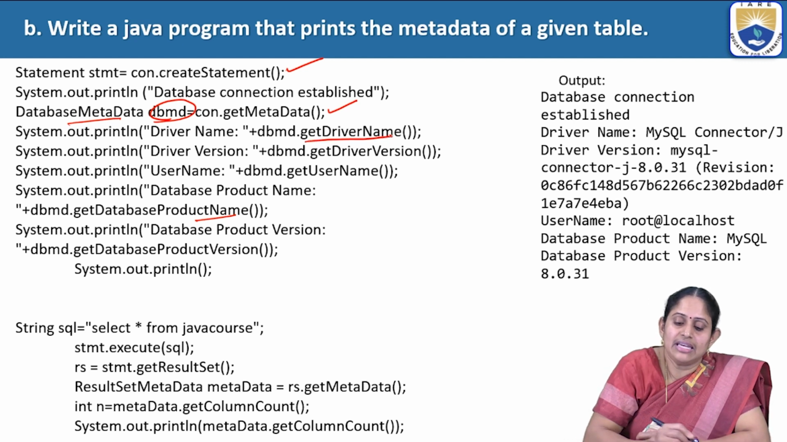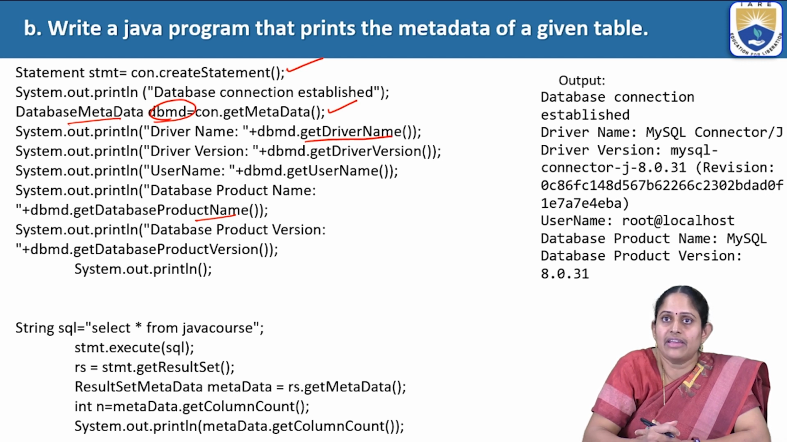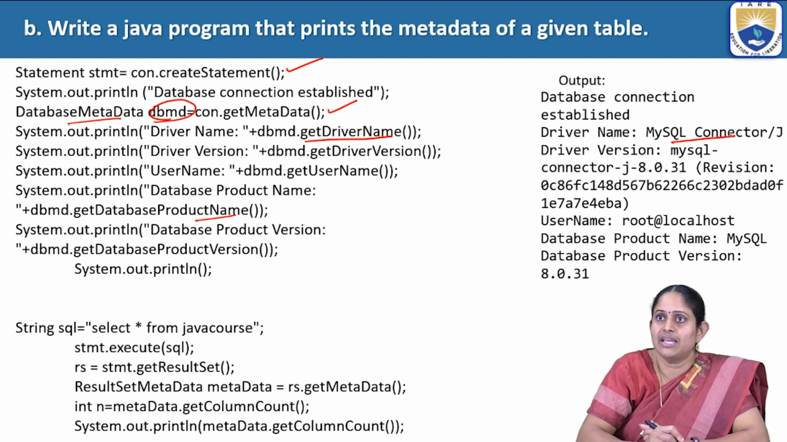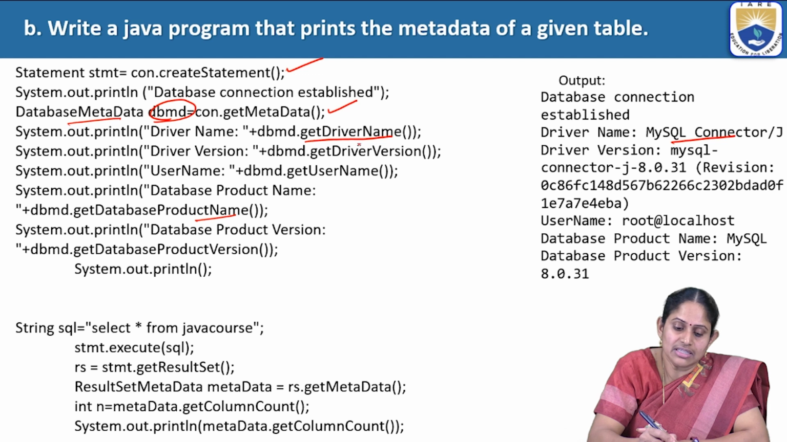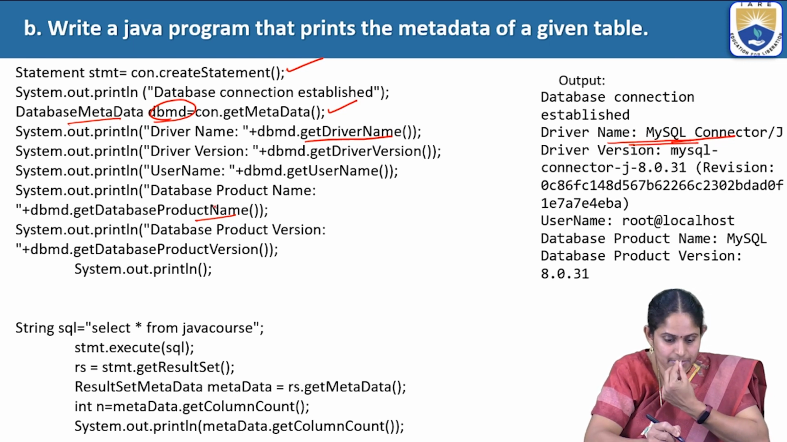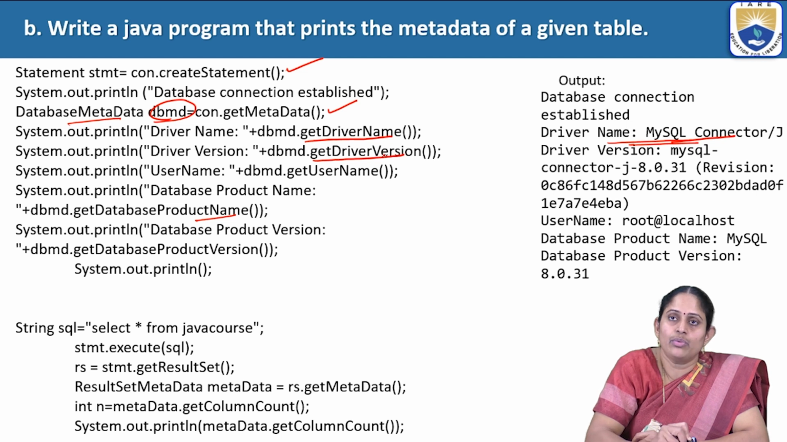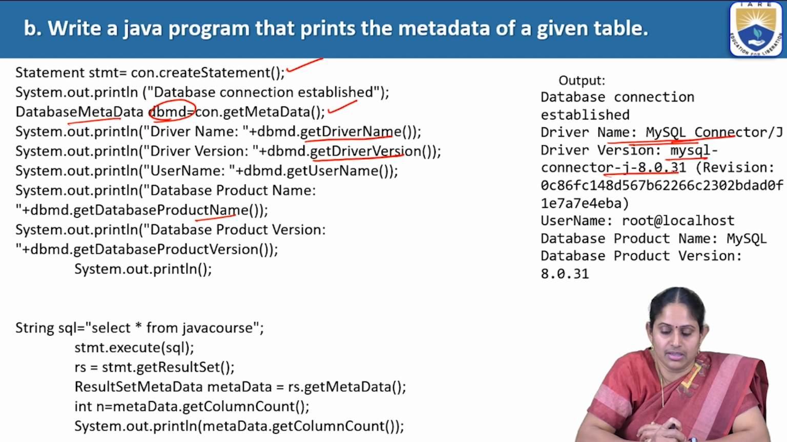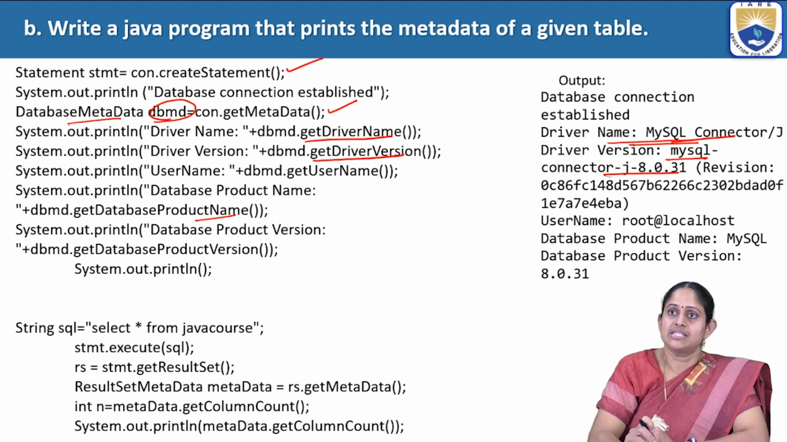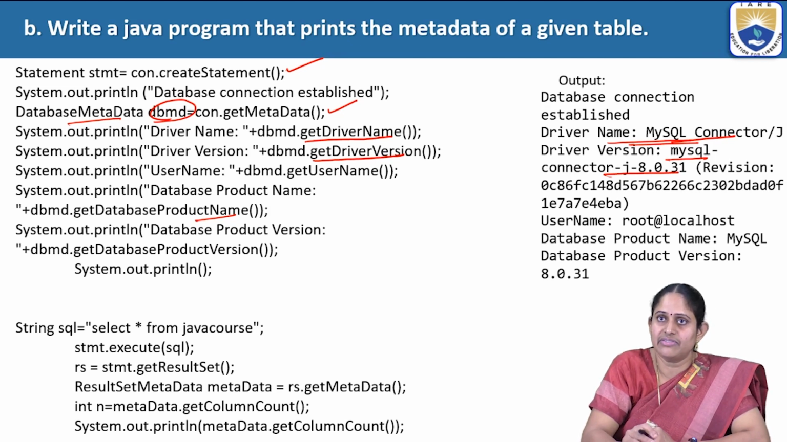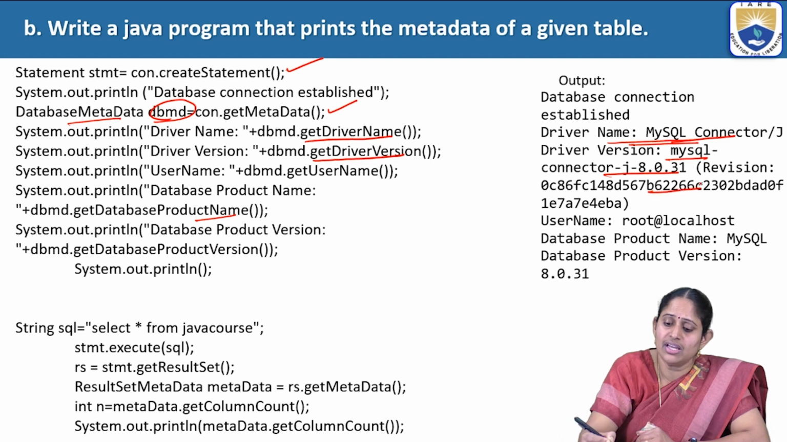So the getDriverName method will return the driver name. That means here we are using the MySQL driver, the MySQL Connector J driver. It will return the driver name as this, since I am using a MySQL database. To retrieve the driver version, we make use of the method getDriverVersion, which will return the following details. I'm using the MySQL 8 driver, and its related driver.